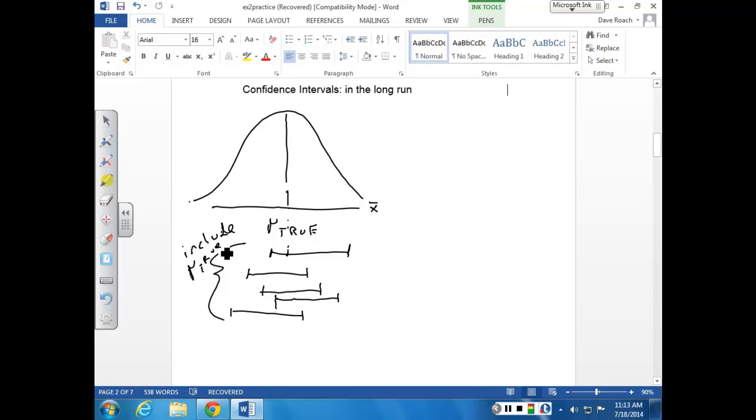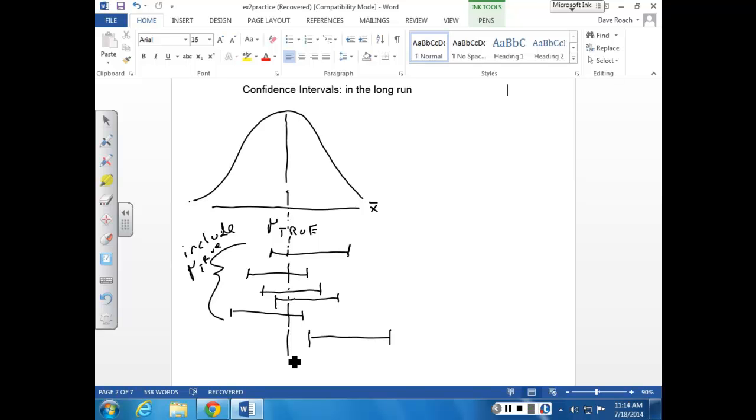If we have a 95% confidence interval, though, we're going to be wrong 5% of the time. We're going to construct an interval that's like this. It does not include the true population mean. So in the long run, if we took many, many samples, and you would never do this, but if you did, then 95% of the intervals would include the true population mean, 5% wouldn't.